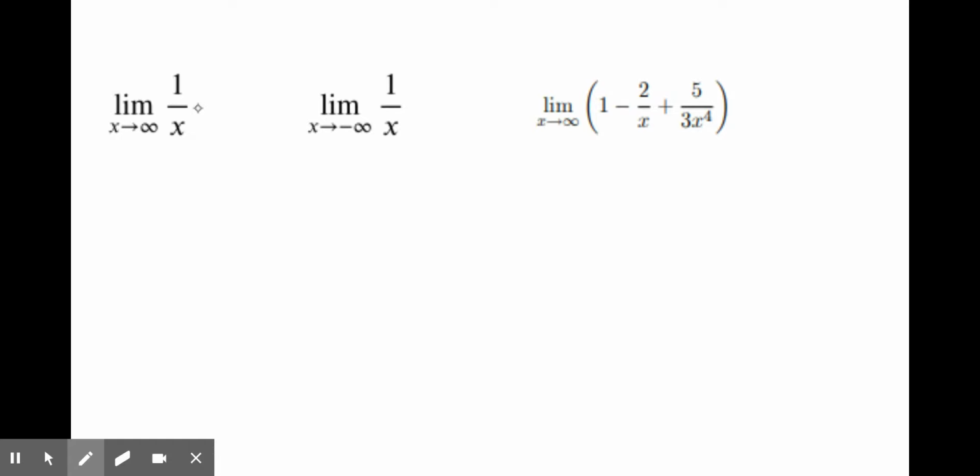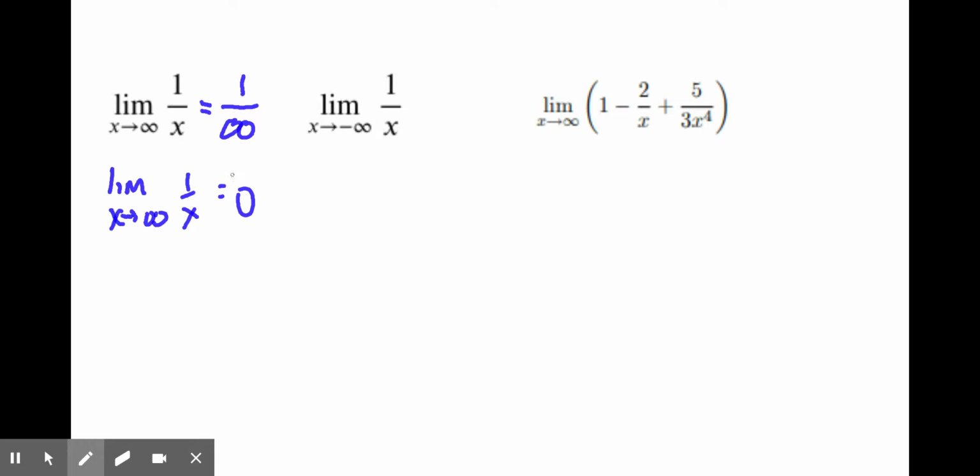Well, 1 over infinity is 1 over a number that is extremely large. So we're talking about 1 over a million, 1 over a billion, 1 over a trillion. The number is very, very, very small. So we would say the limit as x goes to infinity of 1 over x is equal to 0.